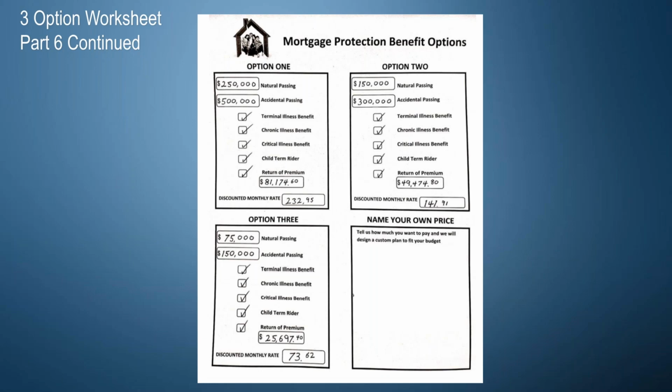And then option 3, Jimmy, this is a very popular option. This covers half of your mortgage. I know you owe 150, but this will cover half your mortgage for natural passing and the full mortgage in the event of an accidental passing. Jimmy, the reason why this program is so popular is because right now you're in really good health. You're 45 years old. You're in perfect health.